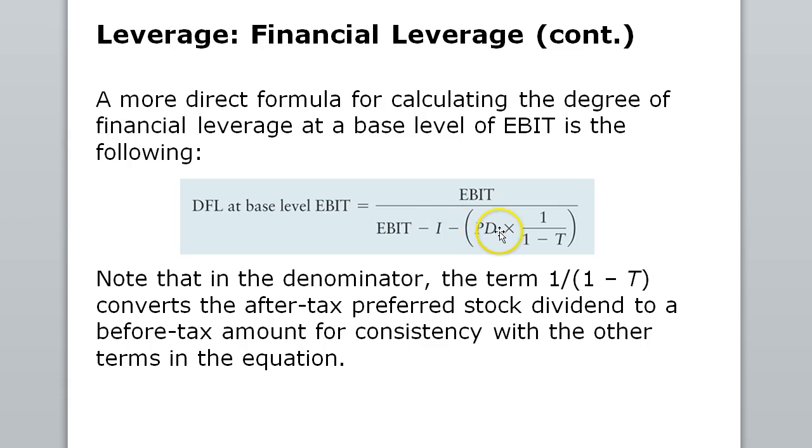I'm sorry, minus the preferred dividend times 1 divided by 1 minus t. So the term 1 divided by 1 minus t converts the after-tax preferred stock dividend to a before-tax amount to make it consistent with the other terms in the equation. So we just have to do a little tax conversion on the preferred stock dividend.